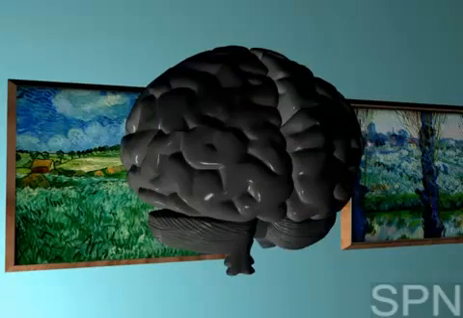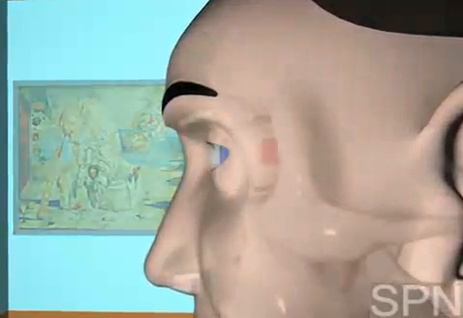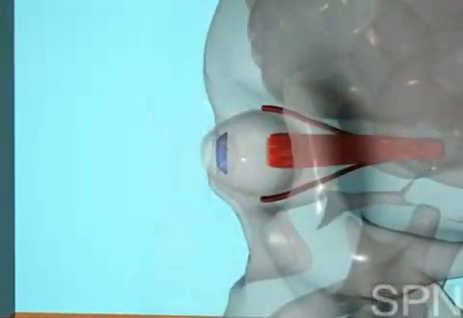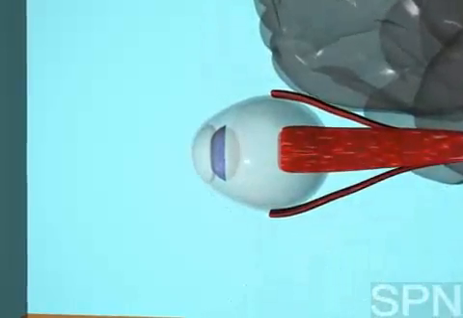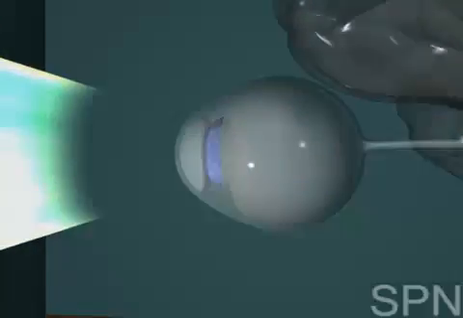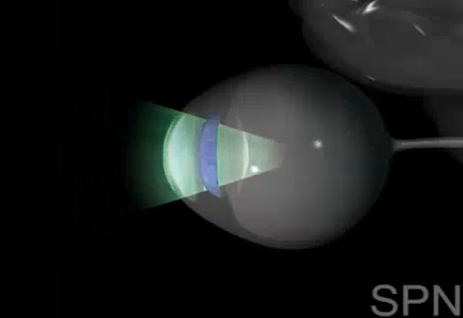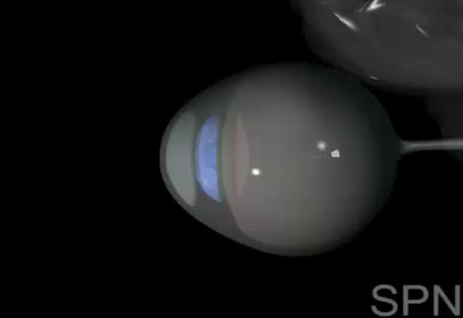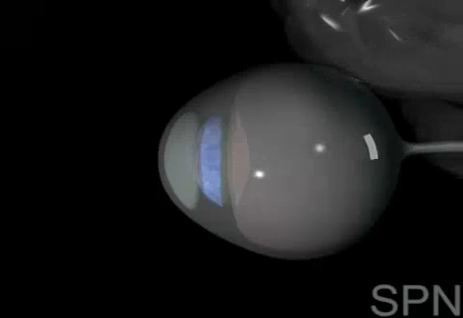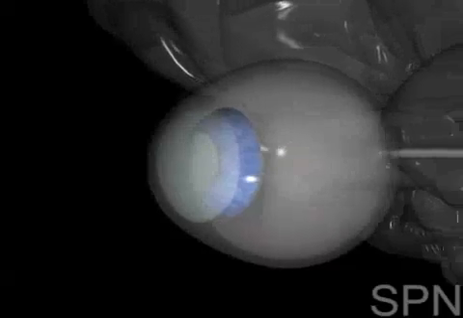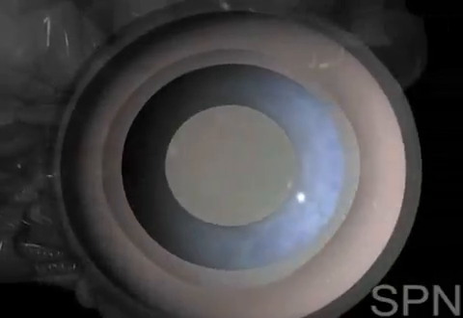Let's go back to the beginning once more and observe how the eye detects the electromagnetic radiation reflected from objects. Light passes through the cornea, pupil and lens on its way to the retina, where the visual scene is focused. The lens projects an inverted image onto the retina, the same way a camera lens projects an inverted image onto a film.